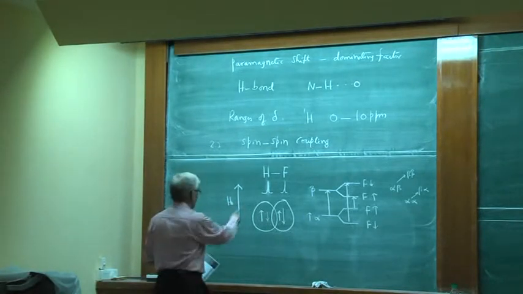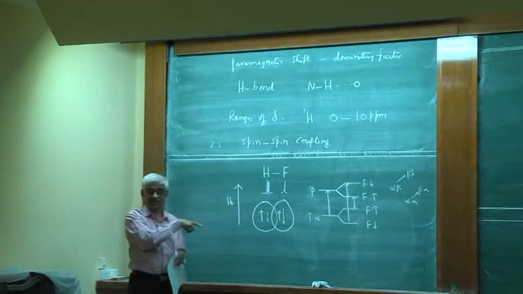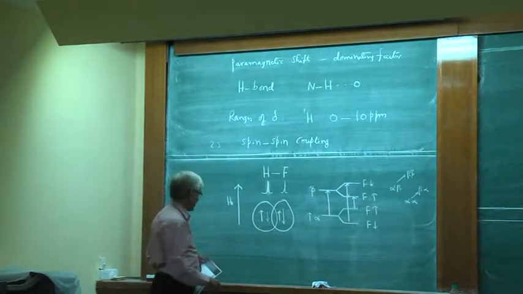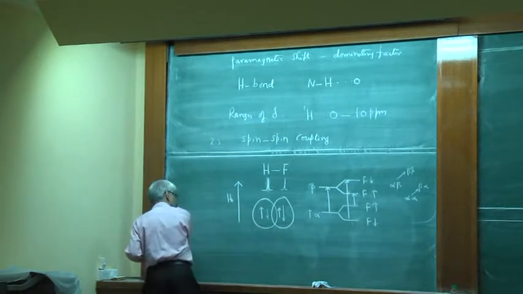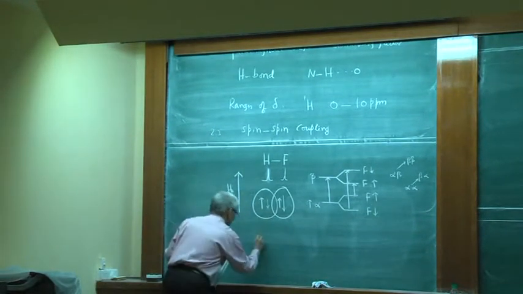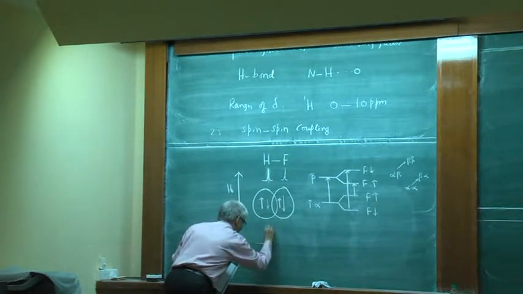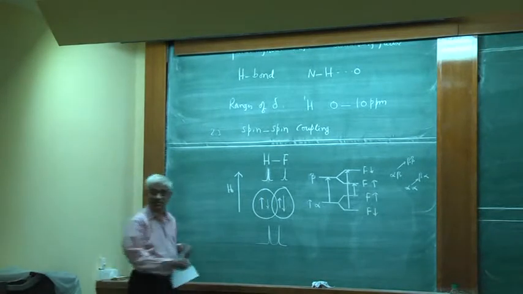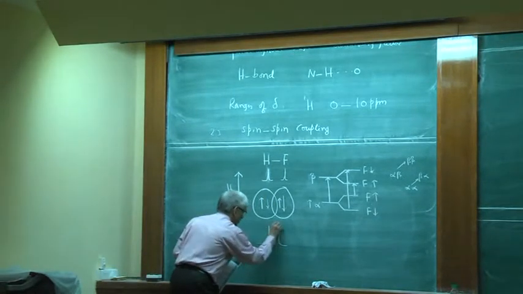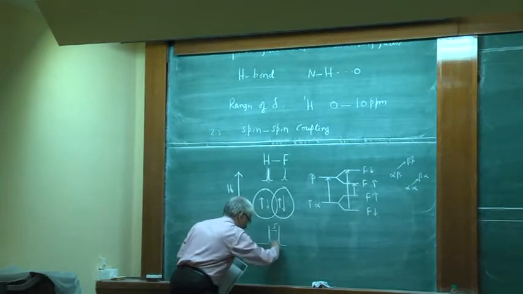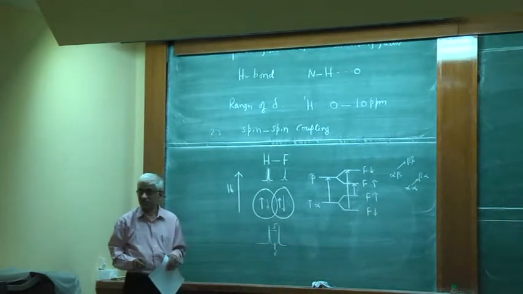And therefore, you will now get two lines instead of one line, and that difference is called the coupling constant. So for the proton, you will get two lines. And this is called the coupling constant. The center will be the chemical shift.